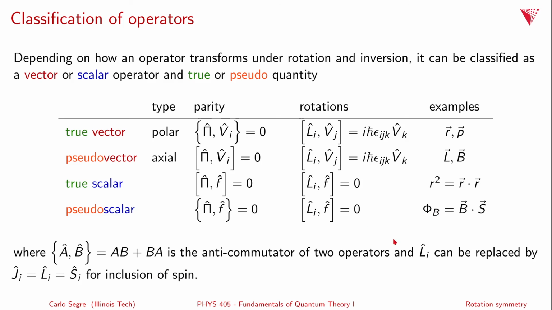In all these, you could replace L_i with either J_i, the total angular momentum, or S_i for spin.